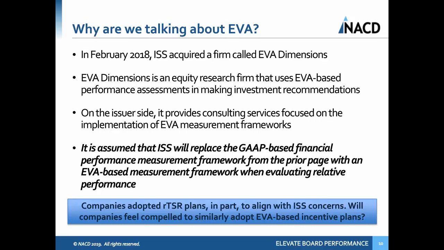The first being that many companies interpreted the use of relative TSR plans that make up the ISS pay for performance test as kind of a formal or informal ISS recommendation or endorsement around the use of relative TSR plans. So I think the question that gets asked is, will companies now feel compelled to adopt EVA-based incentive plans?